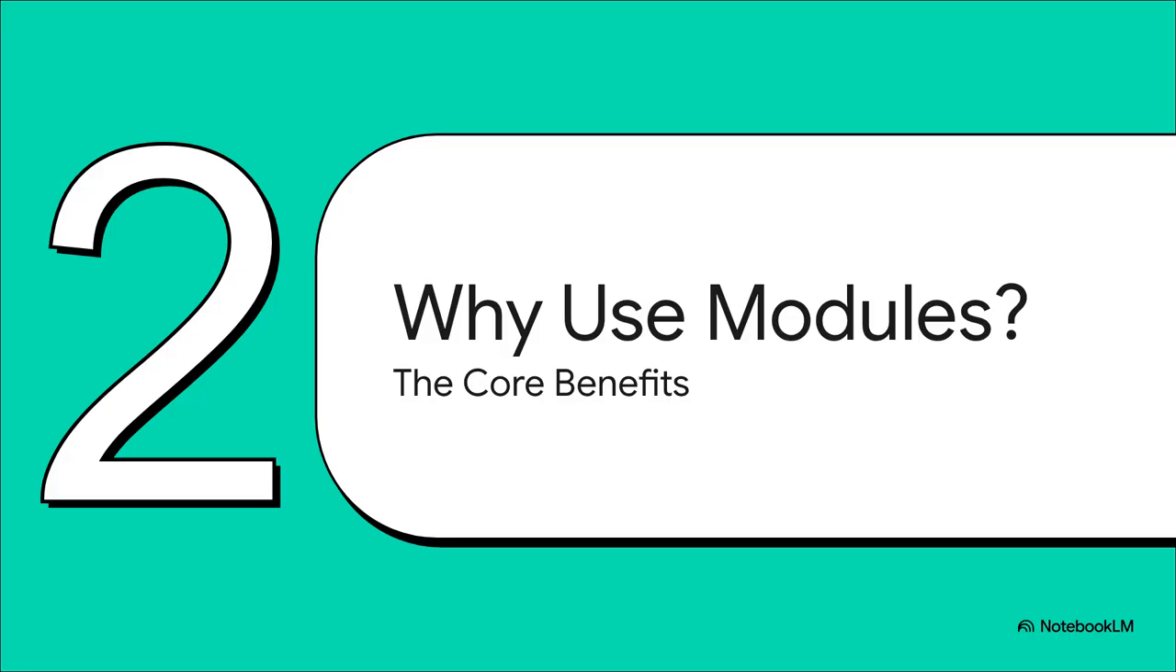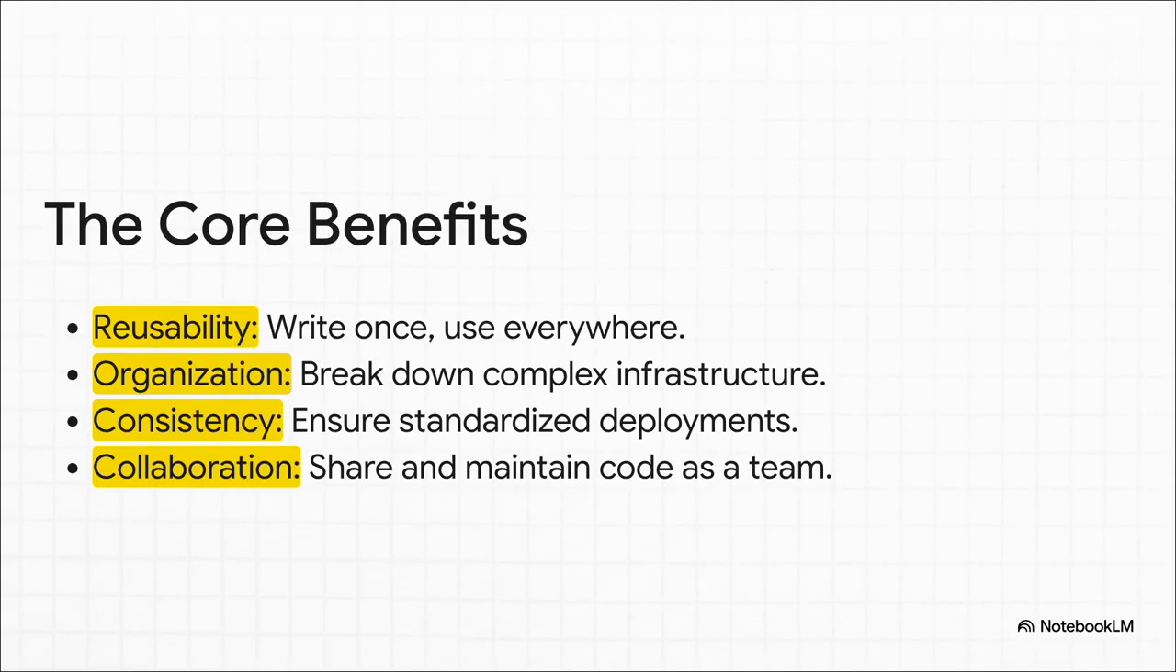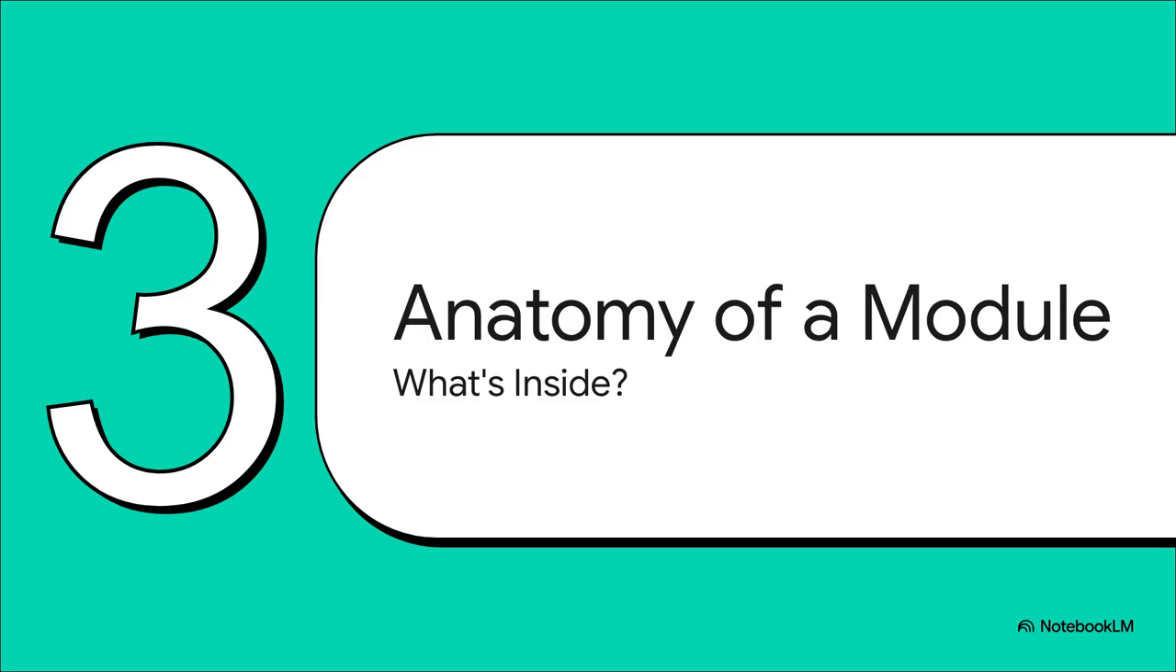Let's actually break down the core benefits you get when you start thinking modularly. And what's so cool is that these benefits directly attack all those problems we talked about at the beginning. Remember that copy-paste nightmare? Gone. That's reusability. Feeling totally overwhelmed by a single massive configuration file? Organization lets you break it into small, logical pieces. Worried that your staging environment doesn't quite match production? Consistency makes sure every single deployment is standardized. And maybe best of all, collaboration becomes a breeze when your whole team can share, maintain, and improve these building blocks together.